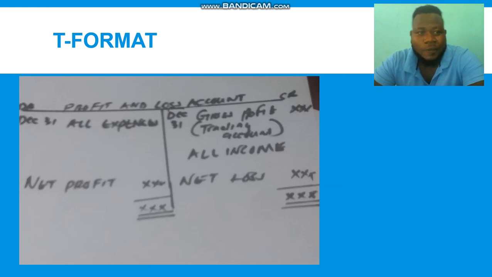So for a T format, we have a debit and a credit side. So on the debit side is where we record all our expenses, while on the credit side we record the gross profit that we calculated in the trading account, and then now we include all the incomes. So now, as we said, if our credit side is more than our debit side, that becomes a net profit. But if the debit side, which are expenses, are more than the credit side, then that becomes a net loss. So the net loss will come on the credit side.